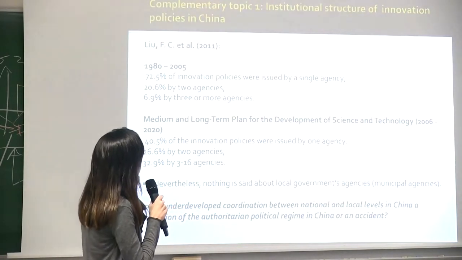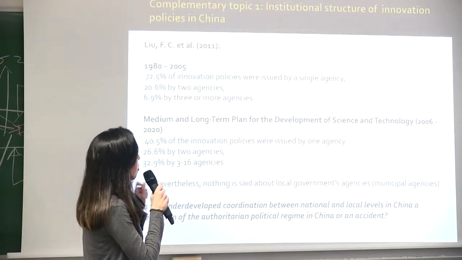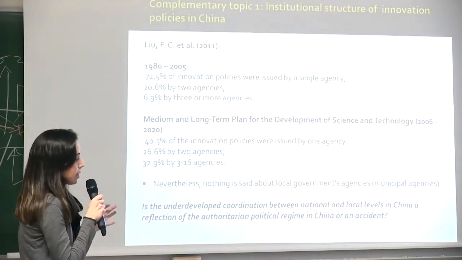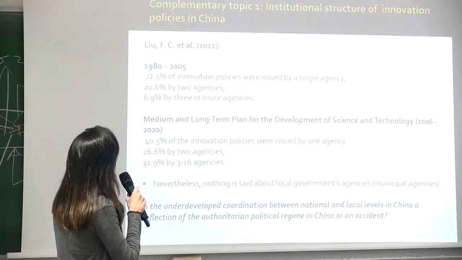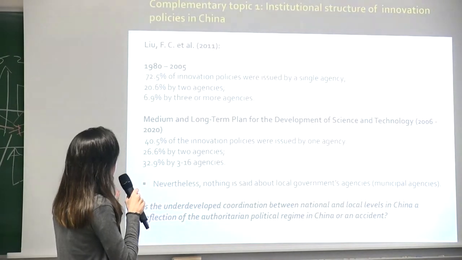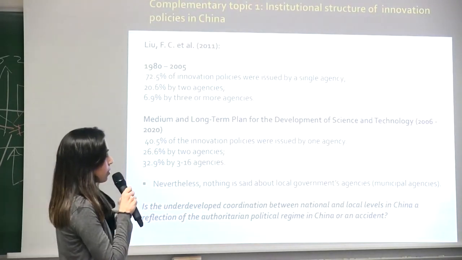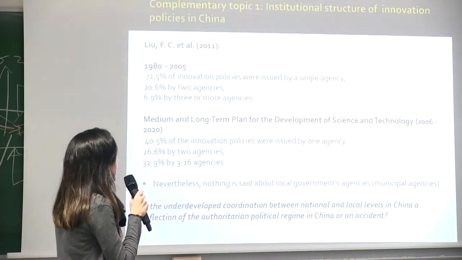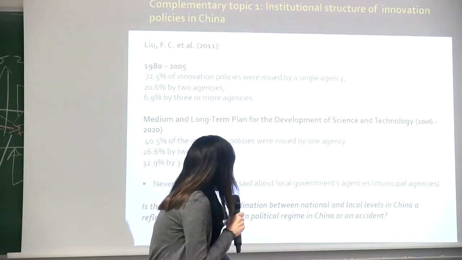I'm going to talk about the first complementary topic, which is about the institutional structure of innovation policies in China. This article, Liu's article, illustrates the lack of coordination in the Chinese innovation system. We can see that from the 80s to 2005, almost three quarters of the innovation policies were issued by a single agency. And in most cases, this agency was the Ministry of Science and Technology. And according to the authors, its power to mobilize other ministries was quite limited in this period.